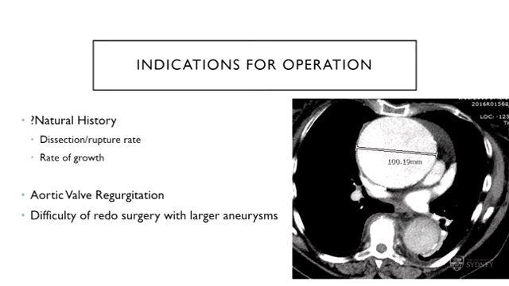One of the questions that really is very difficult, I think, is the indication for surgery, because we don't know the risk of dissection or rupture in these patients. When the valve goes, it makes the decision to operate easier. We don't have any natural history data on the rate of growth. But then there's competing issues.